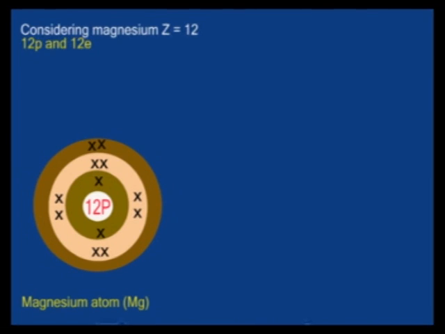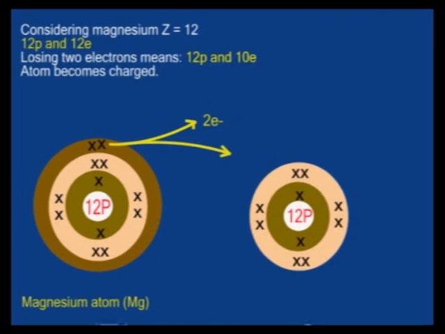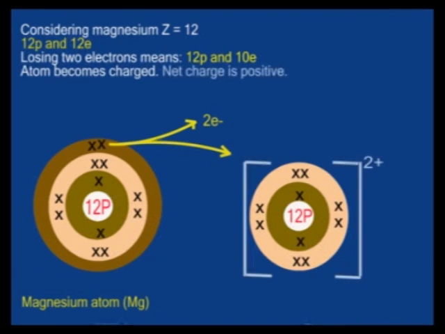Now look at magnesium atom. It has 12 protons in the nucleus and 12 electrons in the energy levels. In forming an ion, magnesium would prefer to lose the 2 electrons in the outermost energy level. Once the electrons are lost, look at the particle that is formed. This particle has now 12 protons, just like the previous one, but in this case it has 10 electrons. Protons being more than the electrons, they exceed by 2, and therefore the particle that is formed has a net charge of positive 2. This is the magnesium ion.